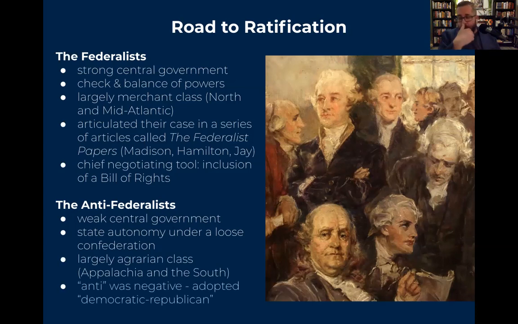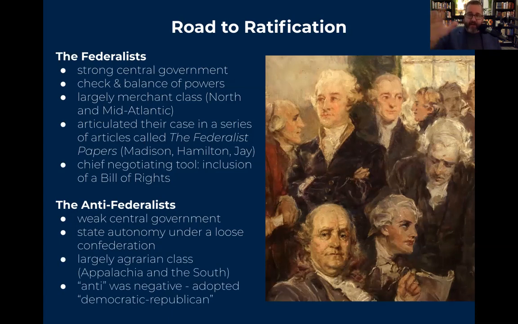And lastly, they're going to reject this idea of anti. They don't like to be anything anti. So what ends up happening is a slow evolution of two parties. George Washington said in his farewell address, don't form political parties and don't form foreign alliances.